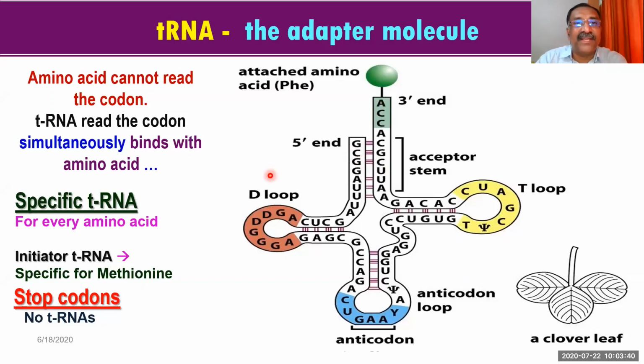Amino acid cannot go with anyone like that. When 20 people are there, I cannot go with anyone. No, I can go with my own specific transfer RNA. Got the point? Now one example: whenever protein synthesis is taking place, there is an amino acid called methionine.